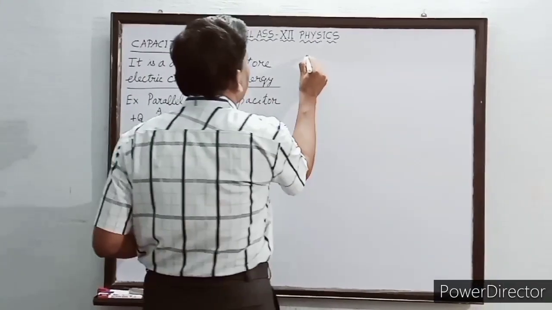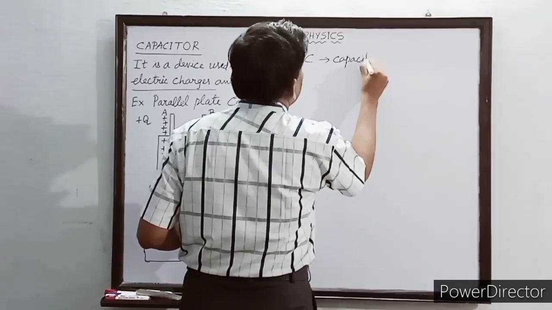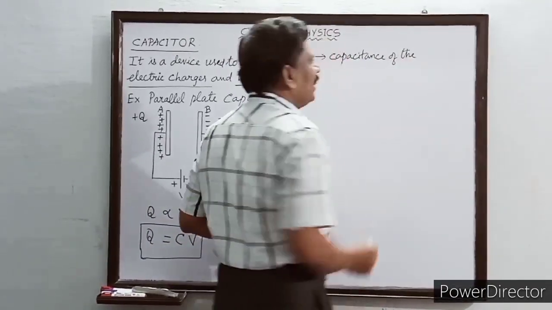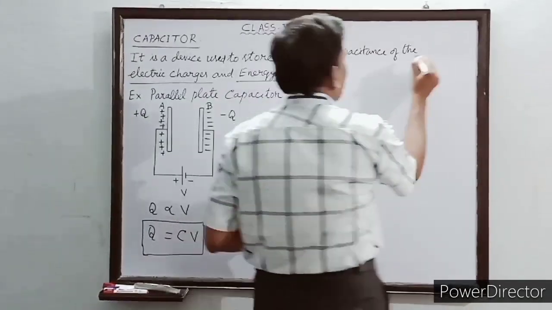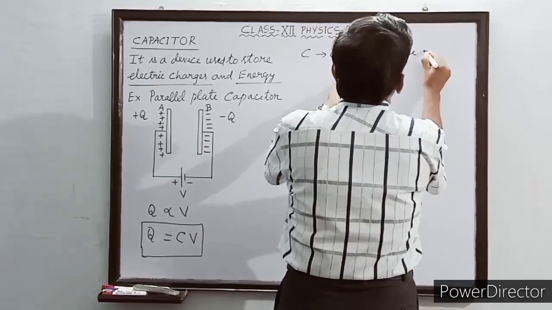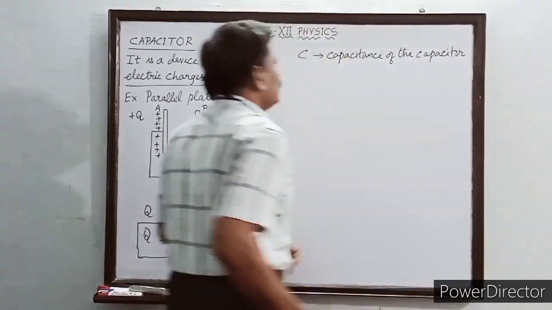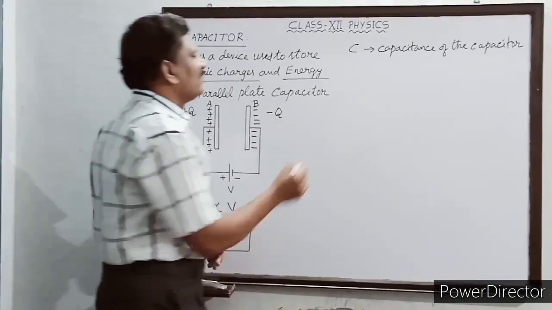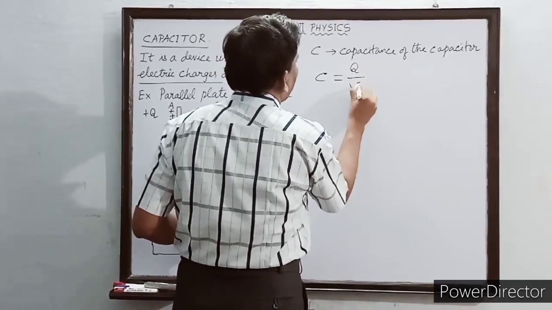So what is C here? I told you C is called the capacitance of the capacitor. You can simply remember this as capacity also. So capacity or capacitance of the capacitor. Now from the above equation Q equal to CV, what is the expression for C? C is equal to Q by V.